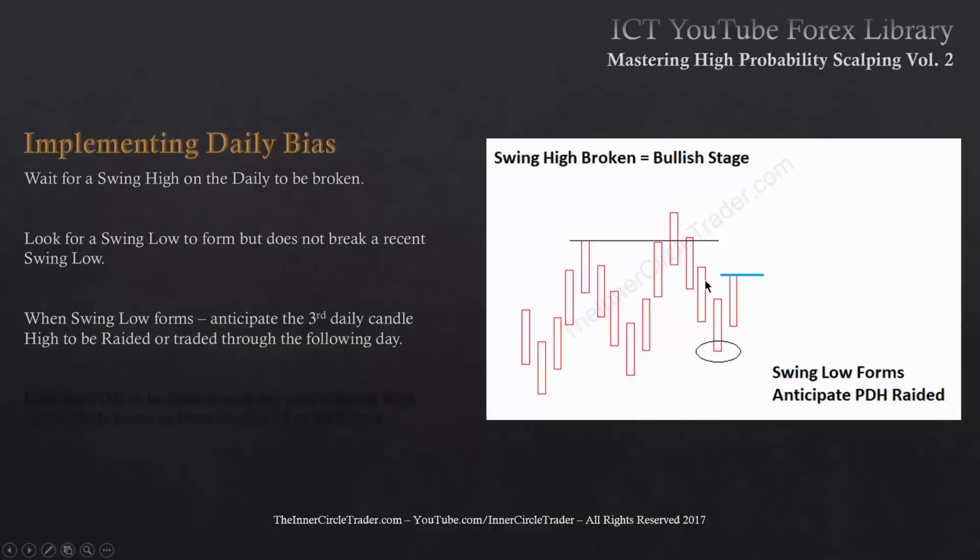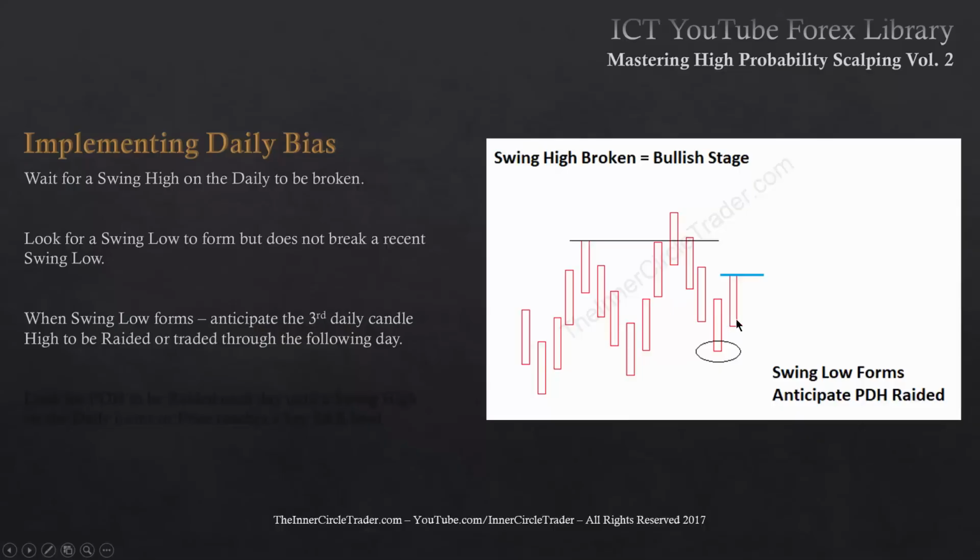You want to see the swing low form without breaking a previous swing low, immediately after a swing high is formed but breaking a previous swing high. So again, the stage for a bullish scenario is anytime a swing high is broken and traded to a new high, expect a retracement, wait for a daily swing low to form. The swing low should be a higher swing low than any recent previous short-term swing low.